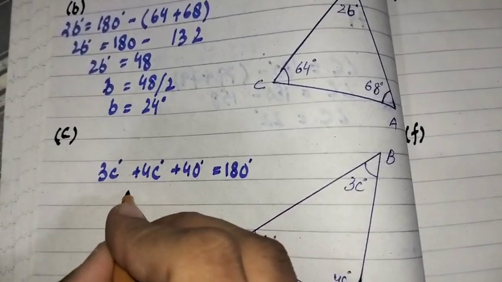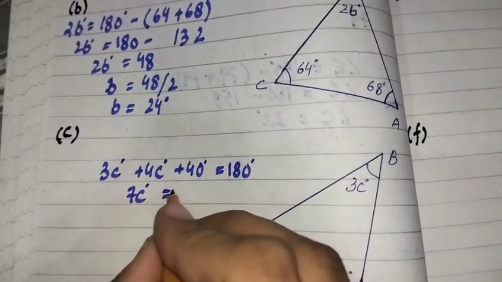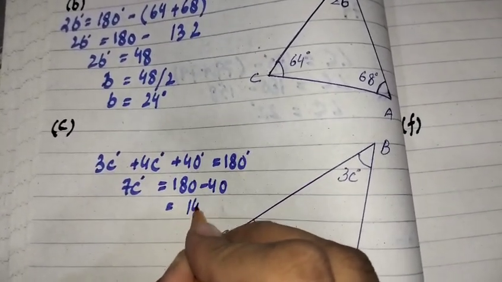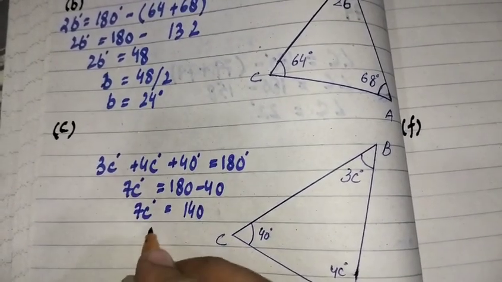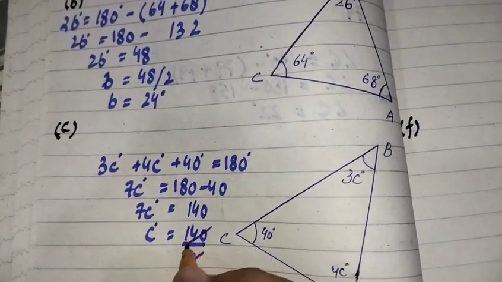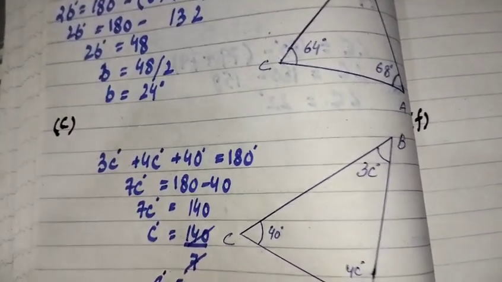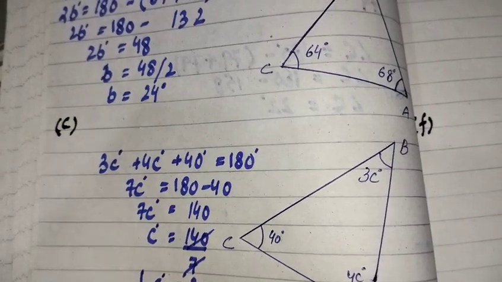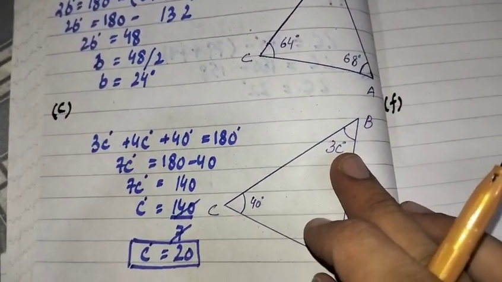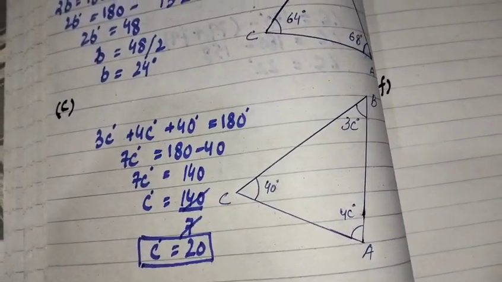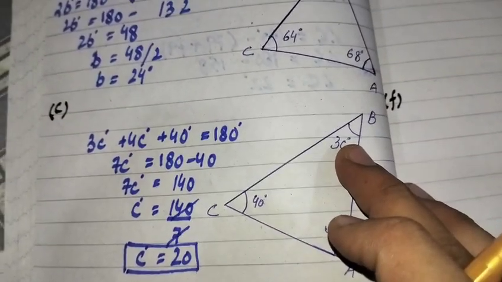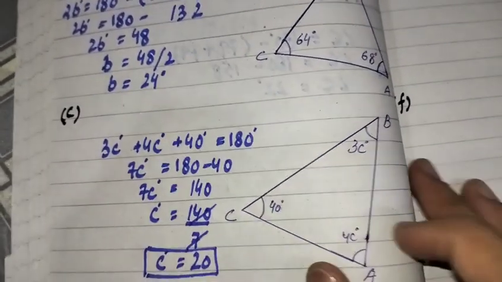So 4 plus 3 is 7, so 7C is 180 minus 40 degrees. 180 minus 40 will be 140, so 7C is 140. So C will be equal to 140 divided by 7. 7 twos are 14, so C will be 20. The value of C will be 20. So if C is 20, the angles will be 60 degrees, 80 degrees and 40 degrees, and 80 plus 40 is 120, 120 plus 60 is 180. So the value of C will be 20.